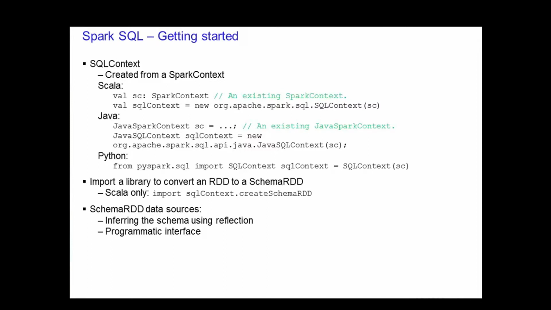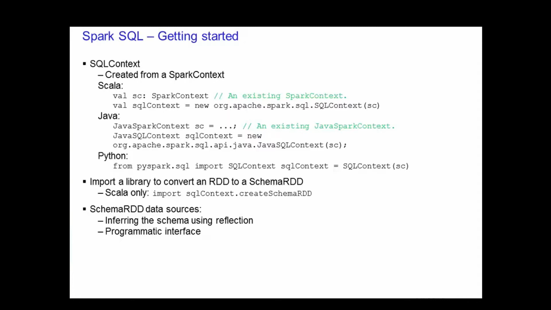The SQL context is created from the Spark context. You can see here that in Scala, the SQL context is created from the Spark context. In Java, you create the Java SQL context from the Java Spark context. In Python, you also do the same. There is a new RDD called the schema RDD that you use with Spark SQL. In Scala only, you have to import a library to convert an existing RDD to a schema RDD. For the others, you do not need to import a library to work with the schema RDD.